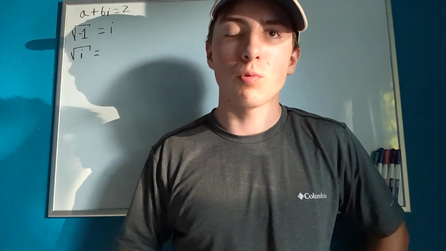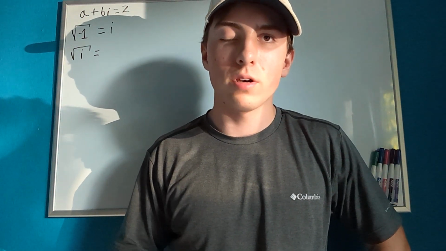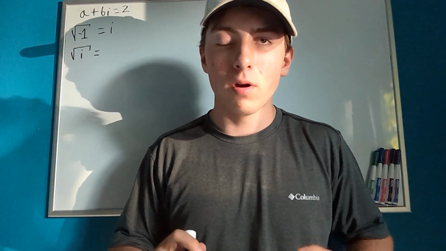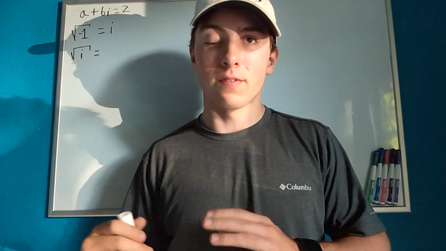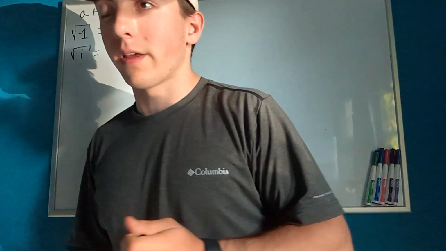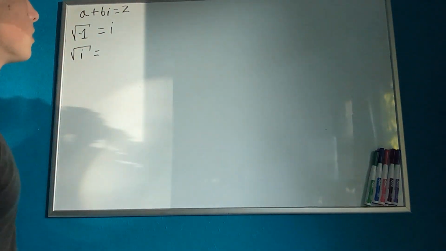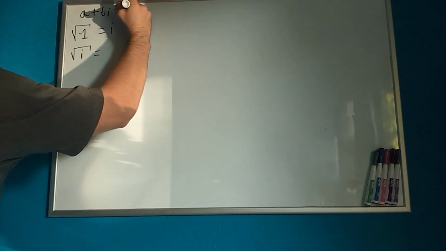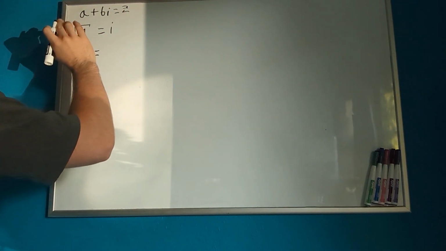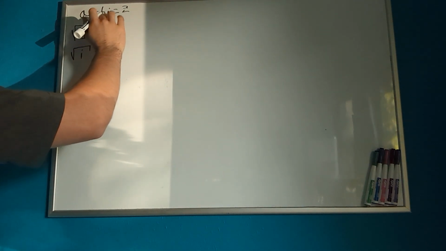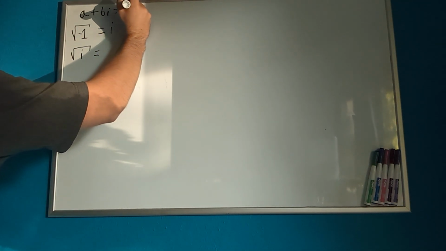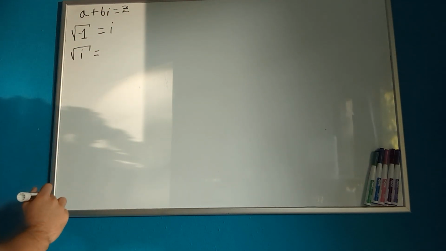Okay, so we know the square root of -1 equals i. But what is the square root of i, or the square root of the square root of -1? Let's look at that. The first thing you need to remember is that the standard form for a complex number is a + bi = z, where a is the real bit and bi is the imaginary bit.